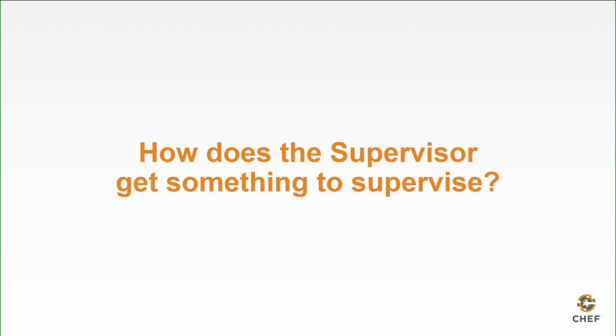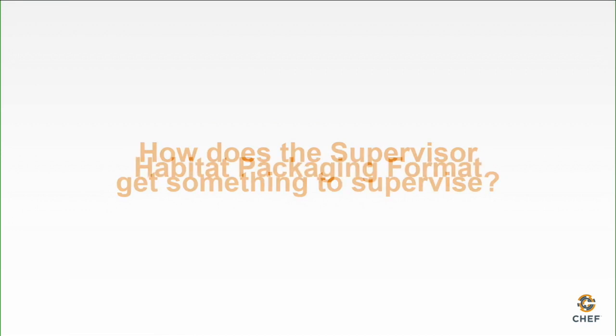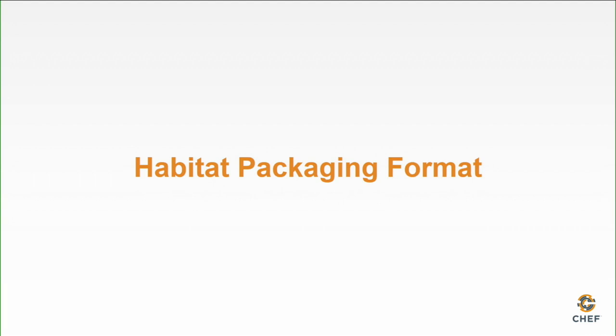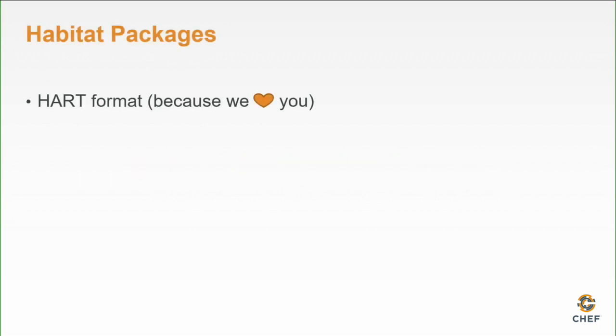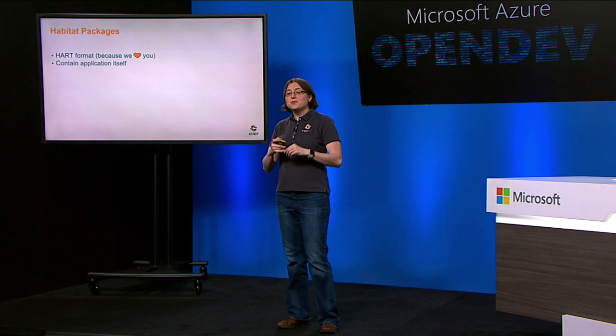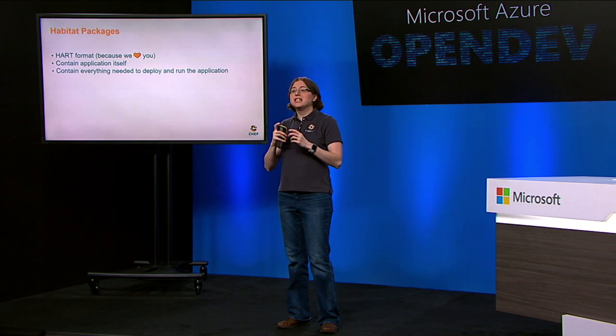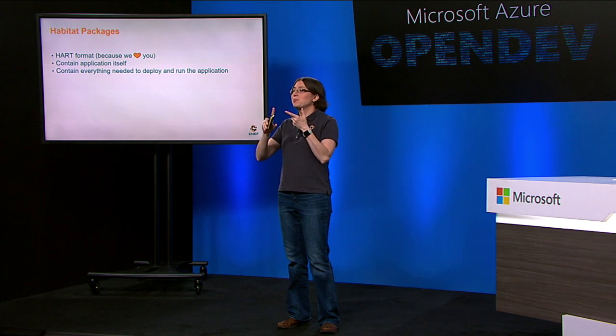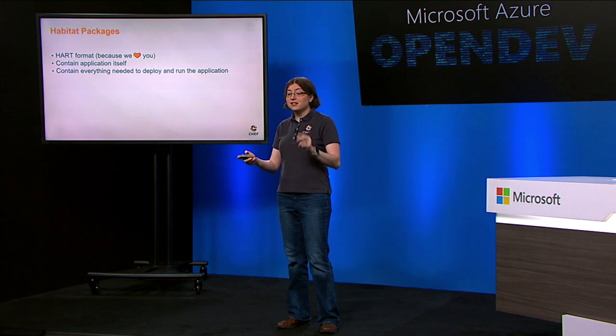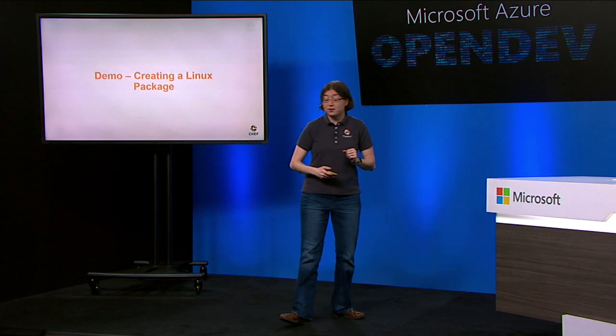Now let's step back in the process just a little bit and talk about how we make that package for the supervisor to supervise. And we do that using the Habitat packaging format. This is what you use to create the artifact on your workstation. Now, these packages are in the HART format. We like to say it's because we heart you, but it actually stands for Habitat artifact. And these packages contain the compiled application itself and everything needed to deploy and run that application. That's that plan file we saw, which we'll see one in action in just a moment. Enough with talking about it, let's see this packaging format in action and go to the next demo.